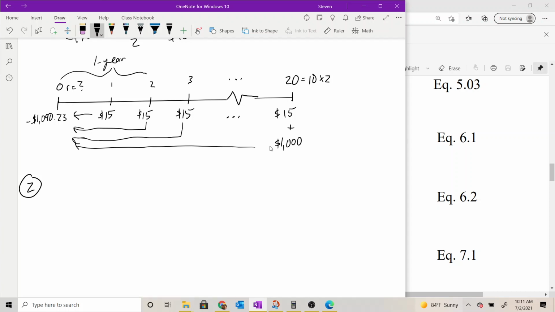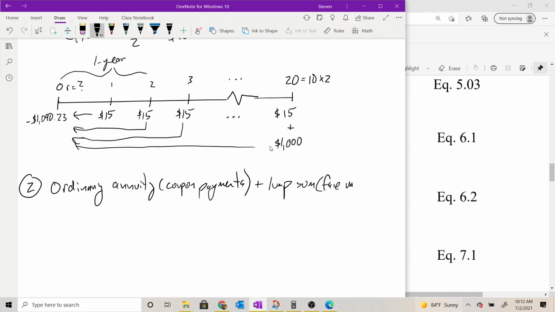Step 2 is to identify the type of cash flow we're dealing with. And we've got a combination of an ordinary annuity. That's the coupon payments. And then also a lump sum. That's the face value. Right? And I know we went through all this in the previous example as well. I don't know what your entry point is going to be in these videos, so I'm going through it again. So if you already know how to map this out, what type of cash flows we're dealing with, feel free to skip to where we're actually solving the problem.